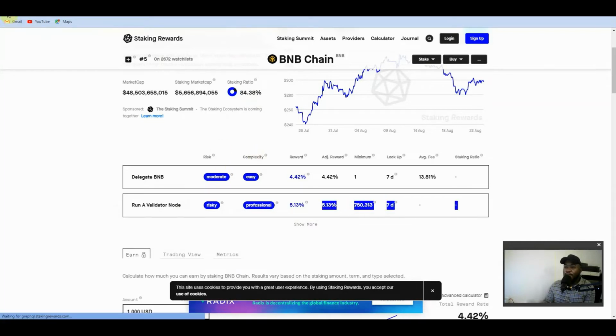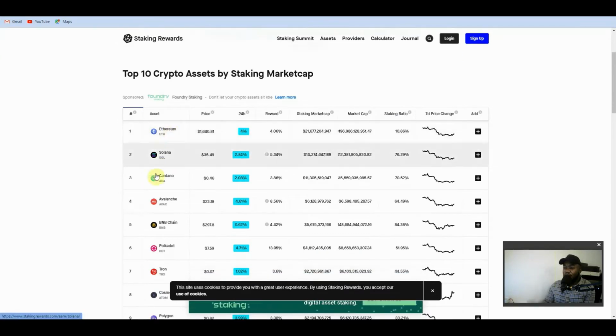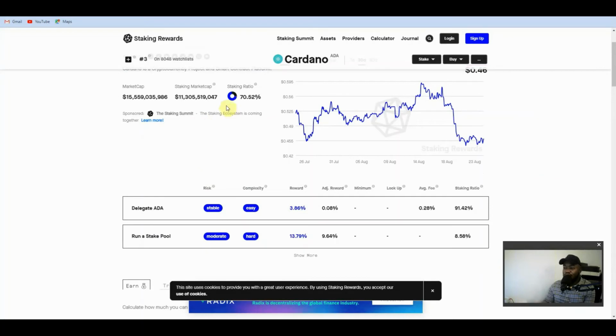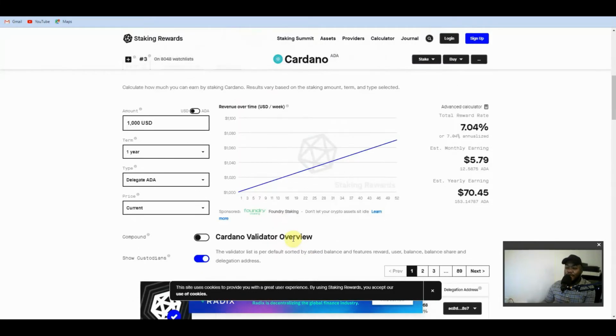Now you can check this on Cardano. On Cardano, you can see 70% of Cardano is staked. How much are we trading? You track all these things to know. Run a stake pool, so moderate. The risk ratio of this is stable. The delegates that are being staked are stable. Those people running a stake pool are moderate. All these things are results that you can see here.